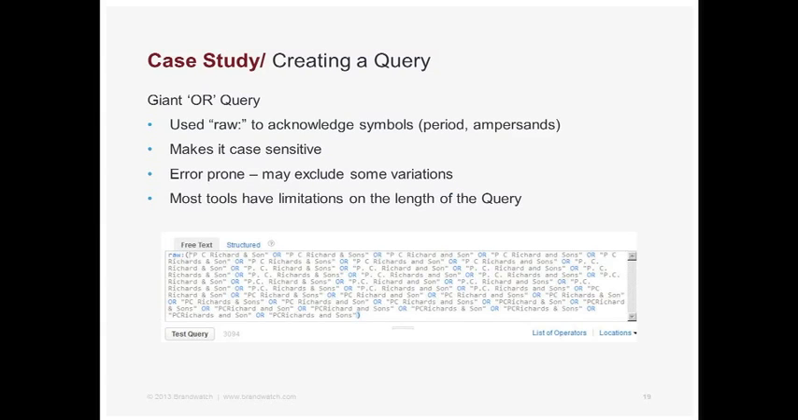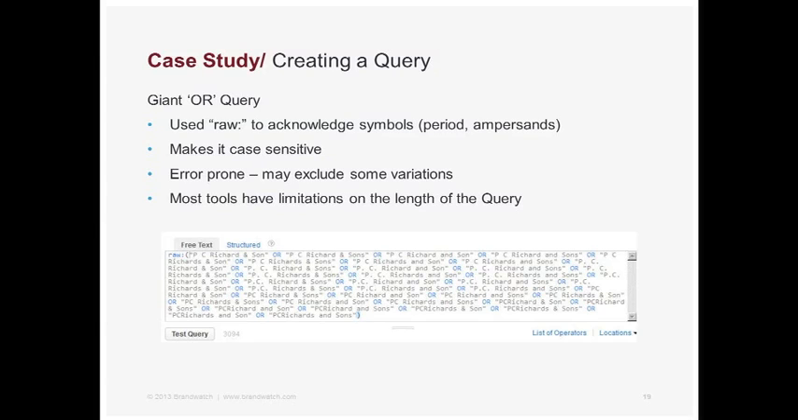So one way you can think of doing it: well, I have this list of 40 ways to spell it. Why don't we do a giant OR? This way, or this way, or this way, or this way. But because there are symbols involved, you'd want to use the raw operand to acknowledge those symbols. But that makes it case sensitive. So if you want to include every time people have it in different upper or lower cases, which is every single word could be upper or lower case within the name of the brand, you'd have thousands and thousands of variations.